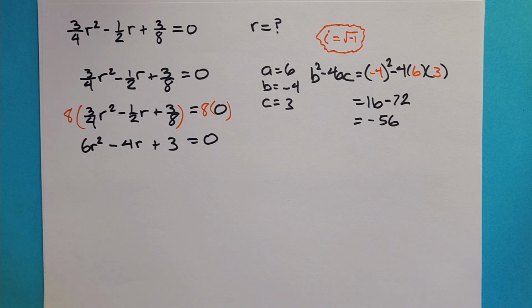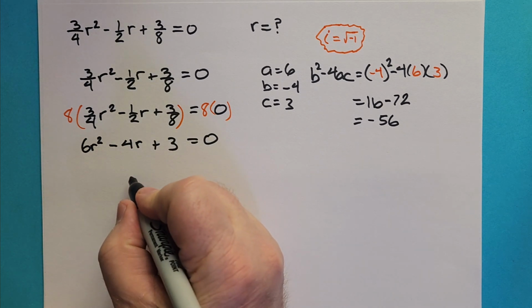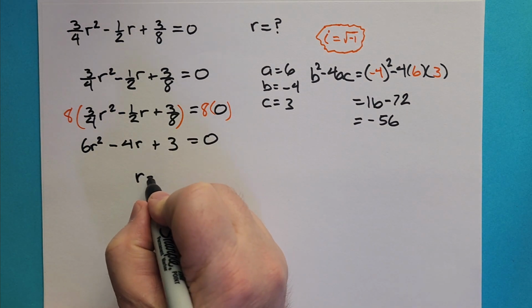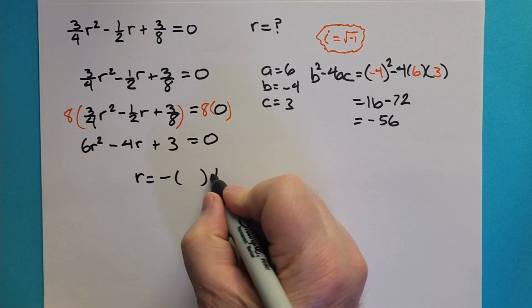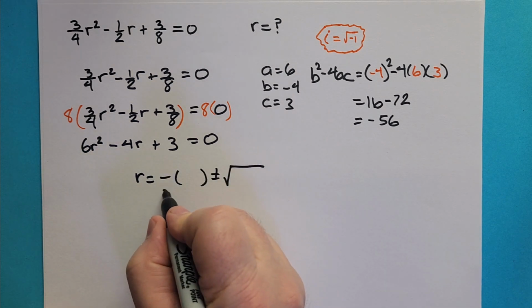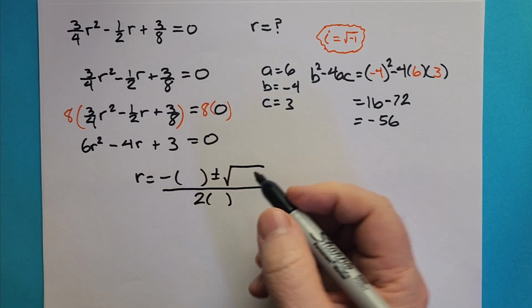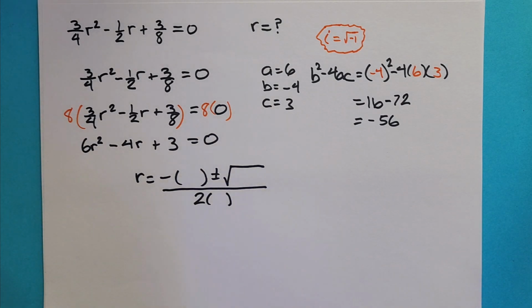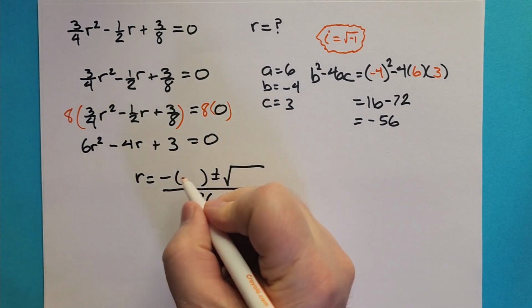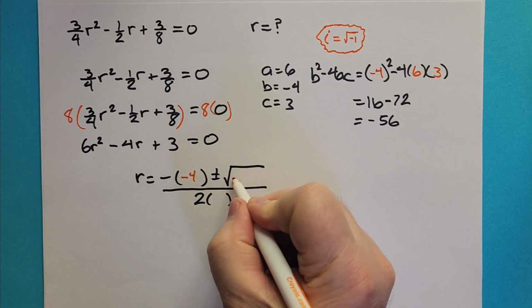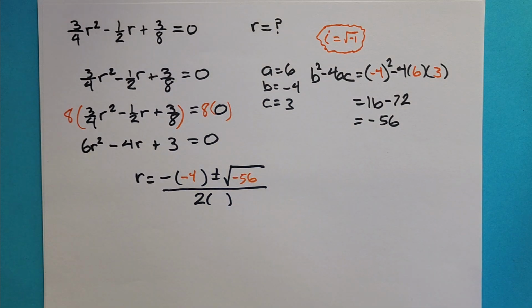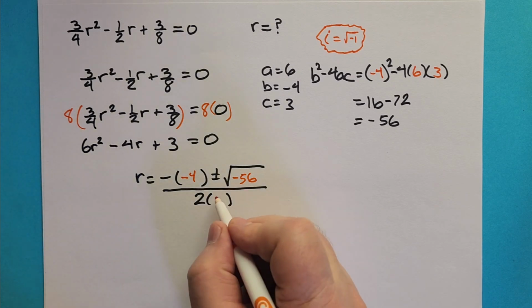All right, so let's go ahead and run the formula now. So we have not x, but r equals a negative of b plus or minus the square root of the discriminant all over 2a. Just referencing the quadratic formula there. Okay, so we'll put everything in. A negative of b, that's a negative of the -4. The discriminant is a -56, so we'll have to do some simplifying there. There is a way to simplify that in terms of radicals. And then the denominator is 2 times a, so a is 6.